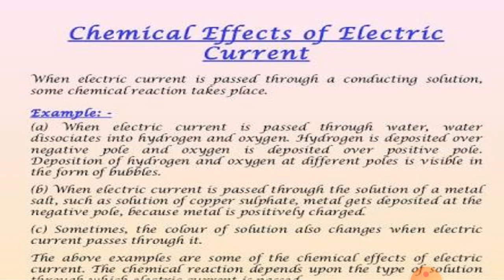And the third thing that happens here is that sometimes the color of the solution also changes while passing the electric current through it. So color changes may also be observed by passing the electric current through the given solution. The above examples are some of the chemical effects of the electric current. These examples show you the chemical effect of the electric current. The chemical reaction depends upon the type of the solution through which the electric current is passed. So I have told you what the chemical effects of the electric current are.